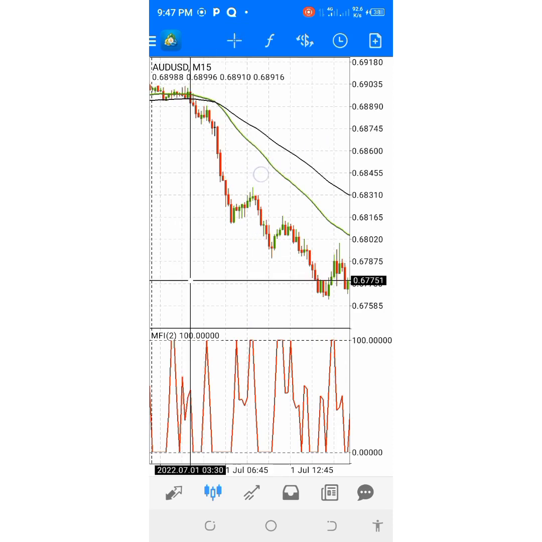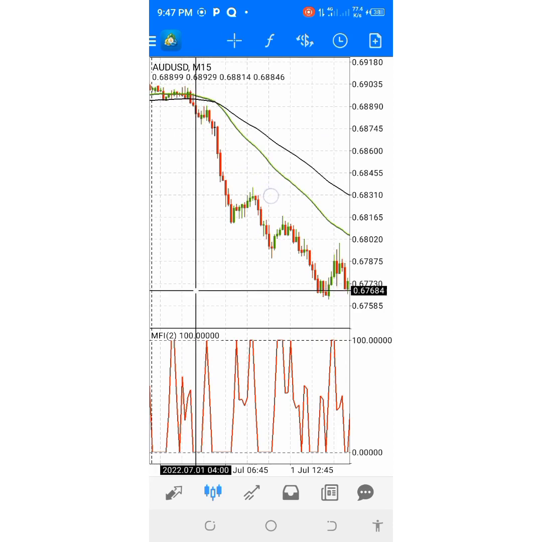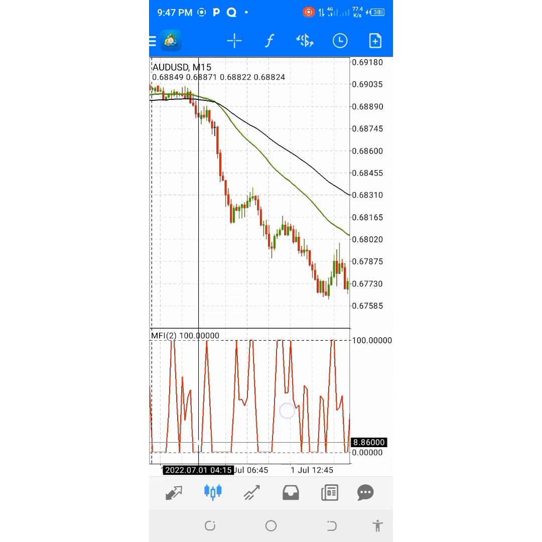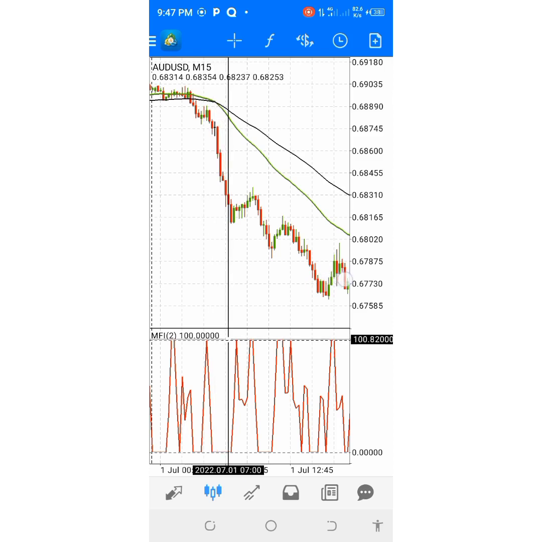You see it is already below here. Then you see it at 0 level here, at the bottom here. Then it comes back to 100 here. As it's about leaving, you see red candles. So you open sell, you can follow them.